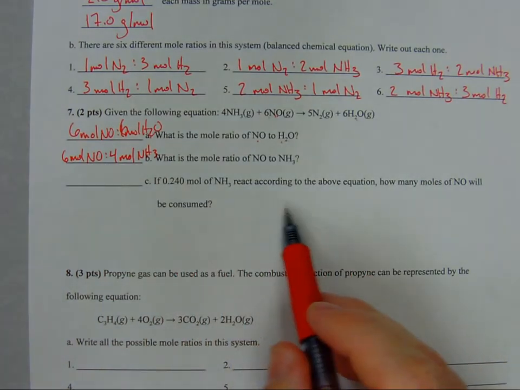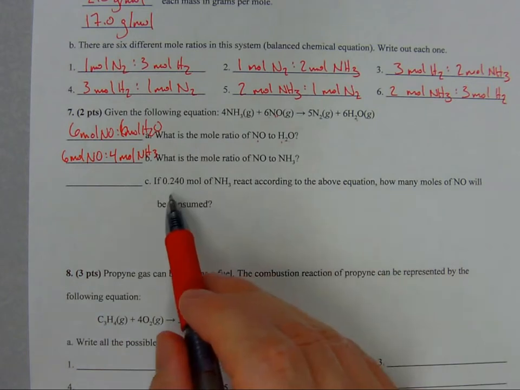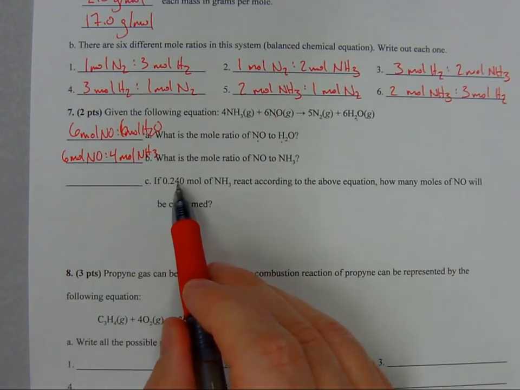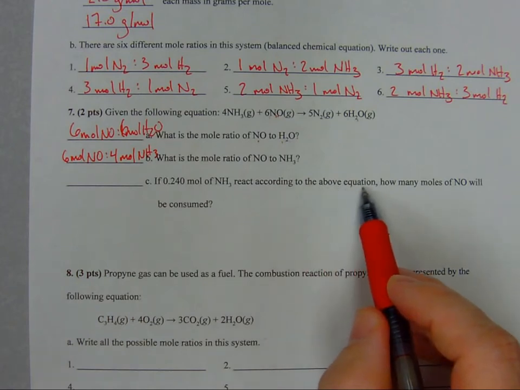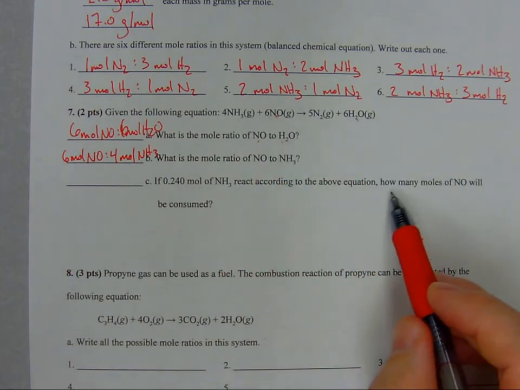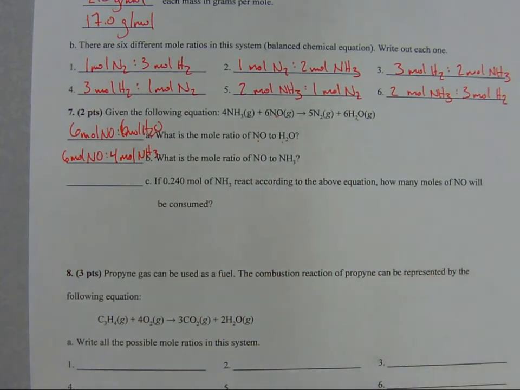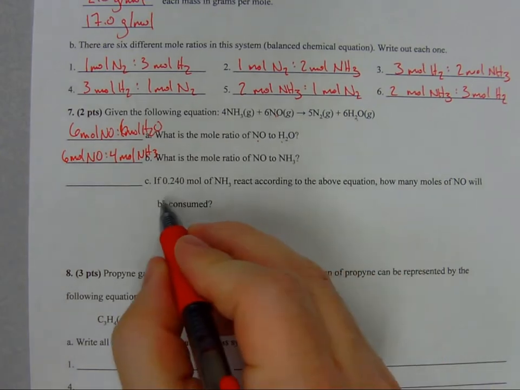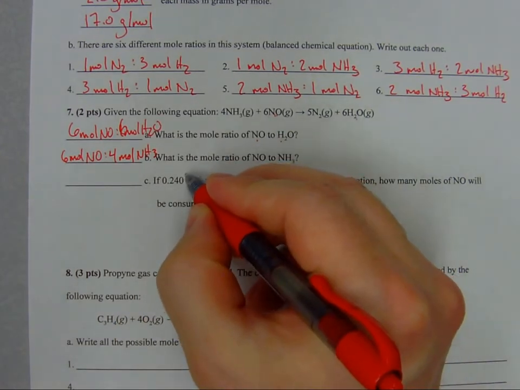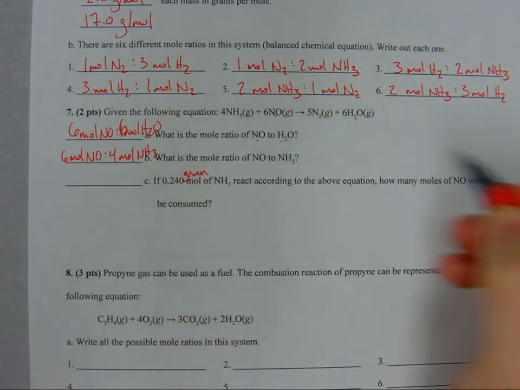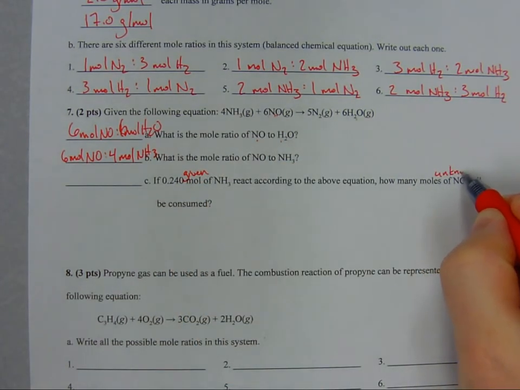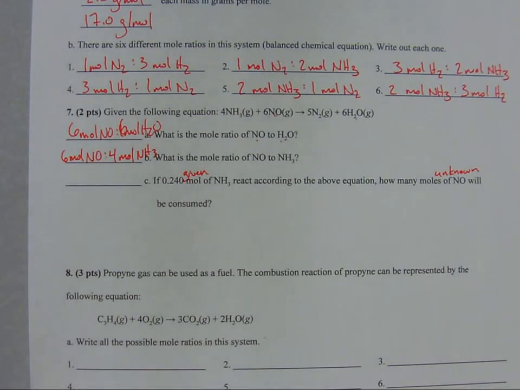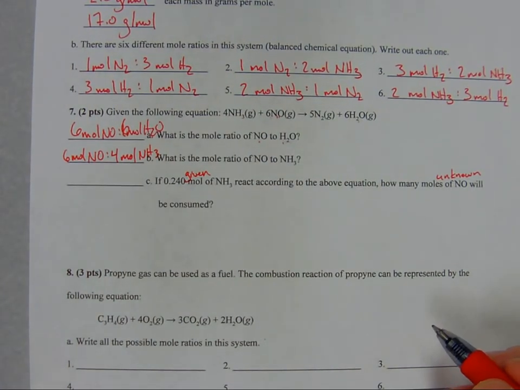All right, let's see if we can get a calculation going here. If 0.240 moles of NH3 react according to the above equation, how many moles of NO will be consumed? So let's start with our given. Your book uses the term given. And let's identify the unknown. This is what we're looking for. Our answer should have those units.